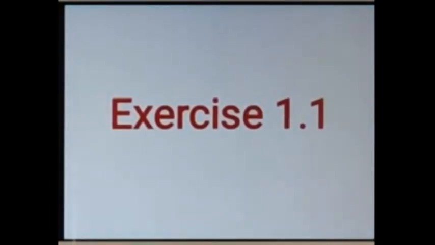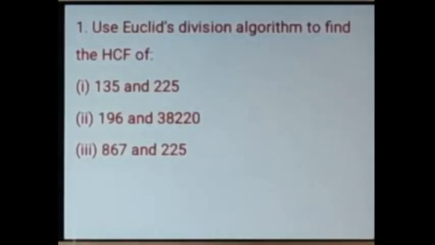So let us start exercise 1.1. The first question in exercise 1.1 is: use Euclid's division algorithm to find the HCF of numbers 1) 135 and 225, 2) 196 and 38220, 3) 867 and 255.